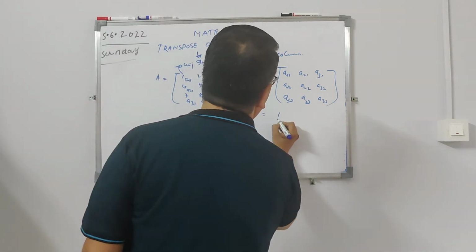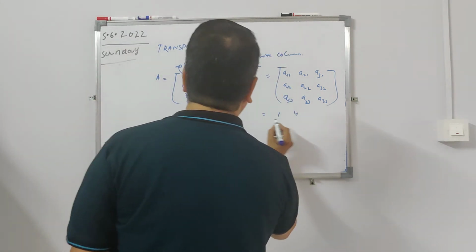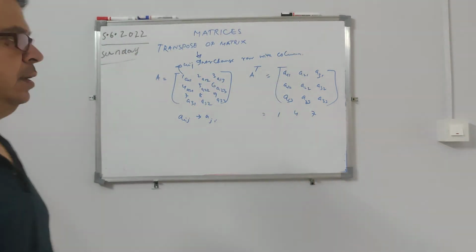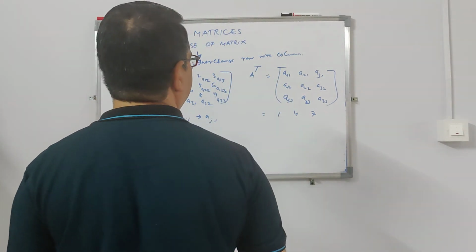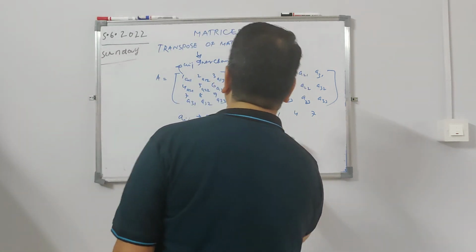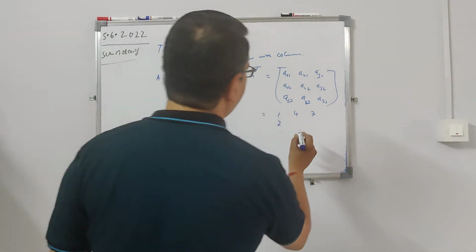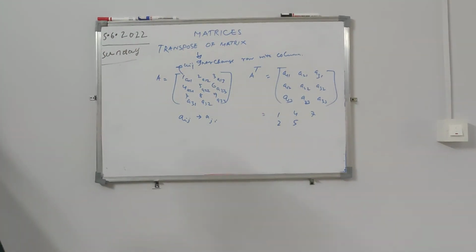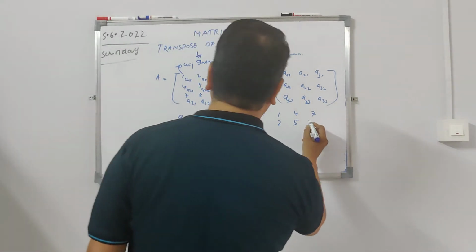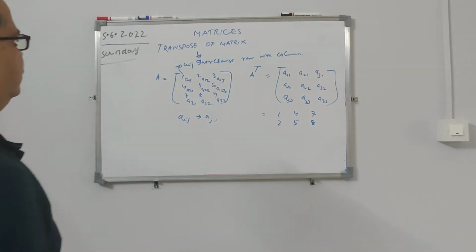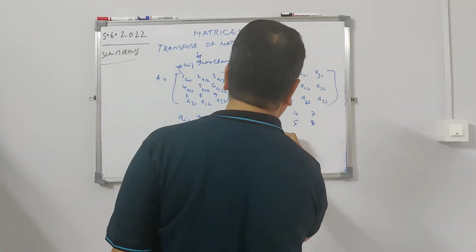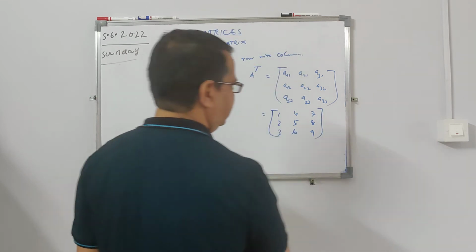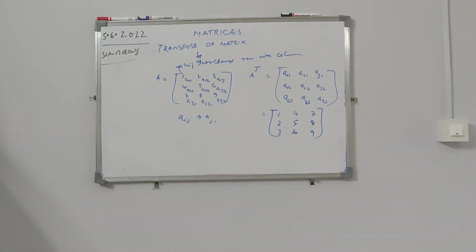So A11 will be 1 now. Then A21 is 4, right? Then A31 is 7. So whatever is this will become 1 4 7. Then A21 will become A12, so A12 is 2. Then A22 is 5, same. Then A23 will become A32, which is 8. So 1, 4, 7, then 2, 5, 8, then 3, 6, 9. So this is my transpose. So just interchange Aij with Aji.